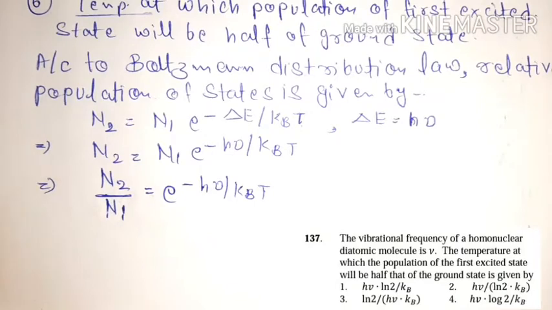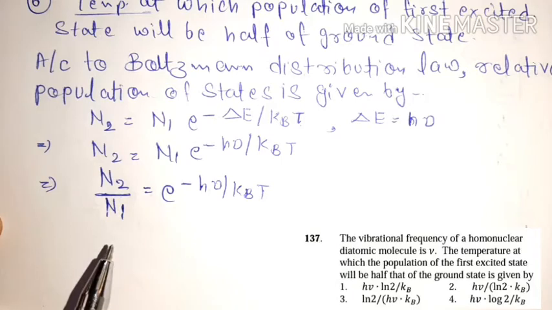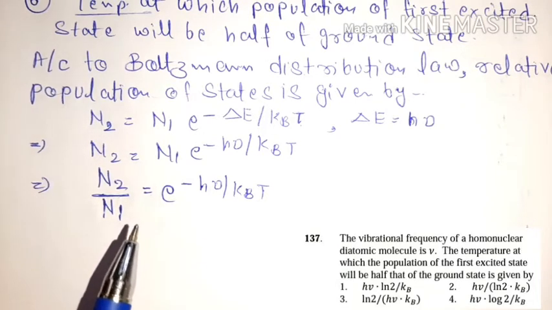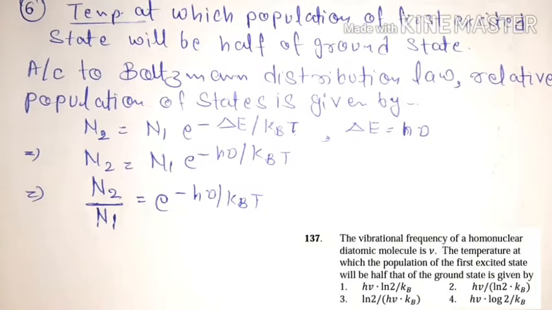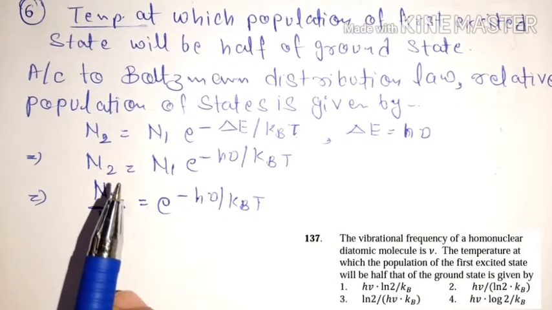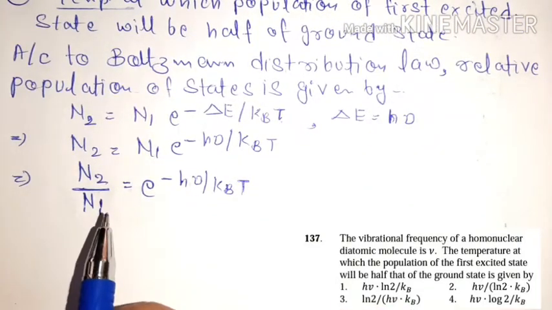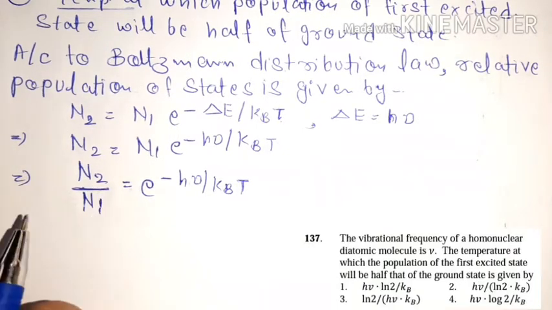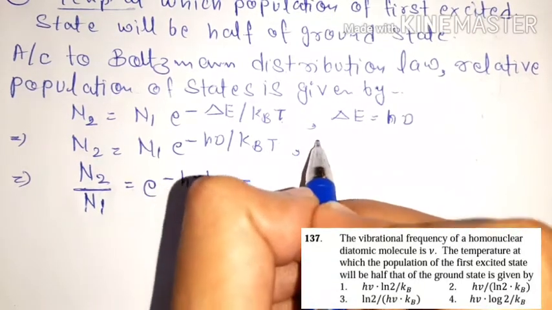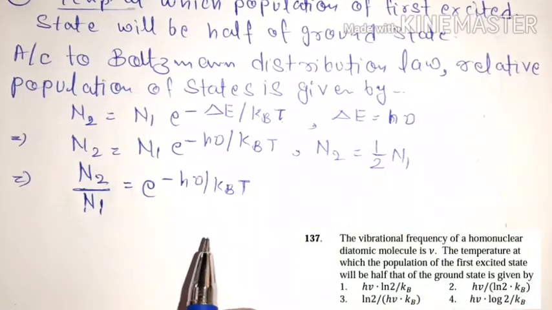Okay, so n2 is the population of the first excited state, and n1 is the population of the ground state. In our question, it says that the population of the first excited state will be half of the ground state. You must find the temperature at which the population of the first excited state will be half of the ground state. So according to our question, n2 is half of n1.